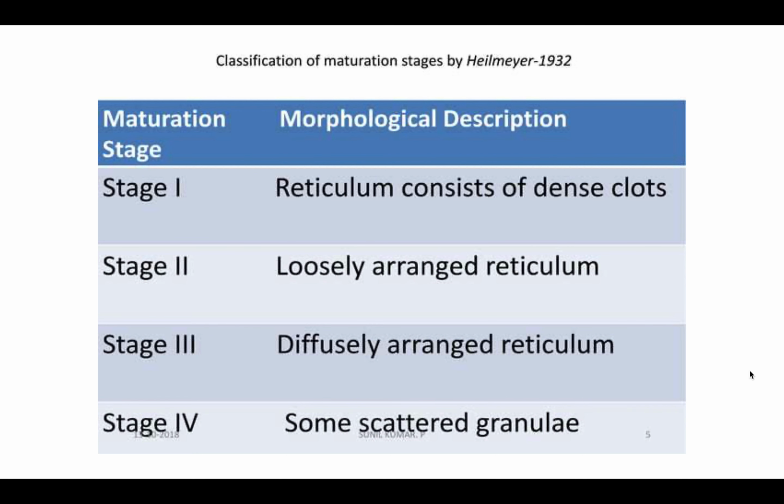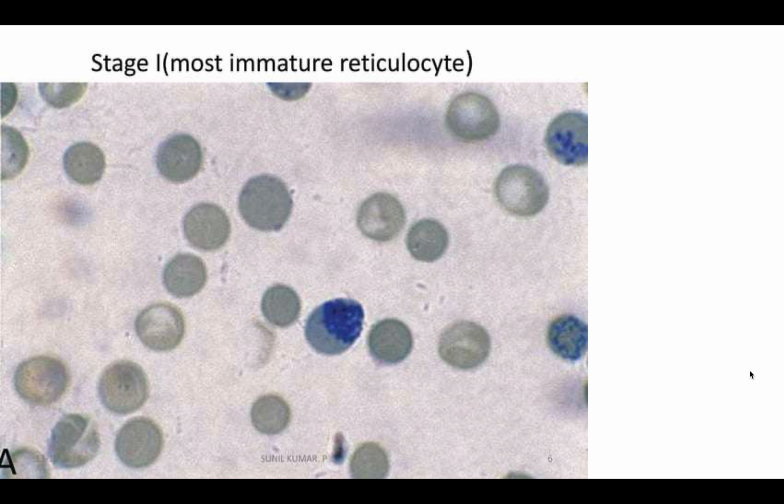Now, depending upon the reticulocyte stage, the retic can differ in appearance. If you see over here, this is the first stage of retic. This is the most immature reticulocyte. Here you can see there are dense clumps present. The bluish material which is present is in dense clumps. So this is the most immature form of our reticulocyte.